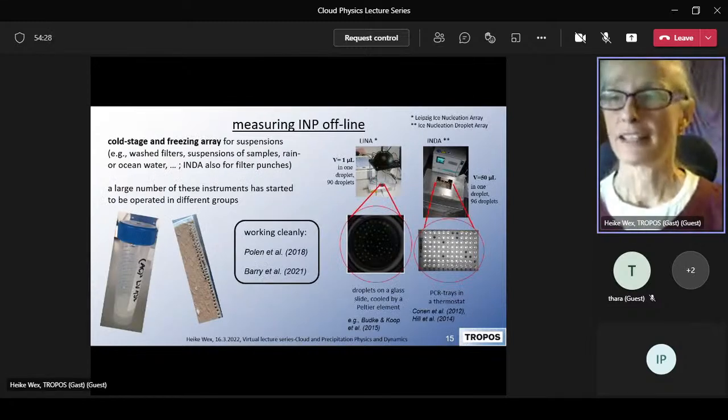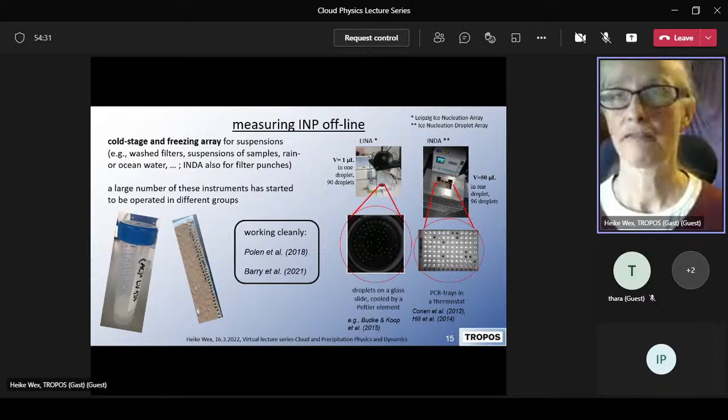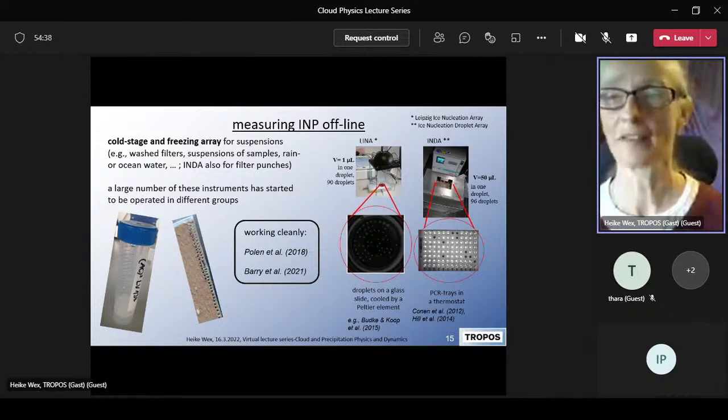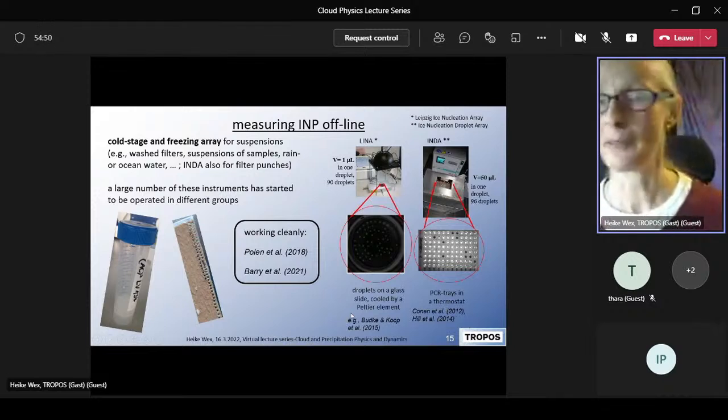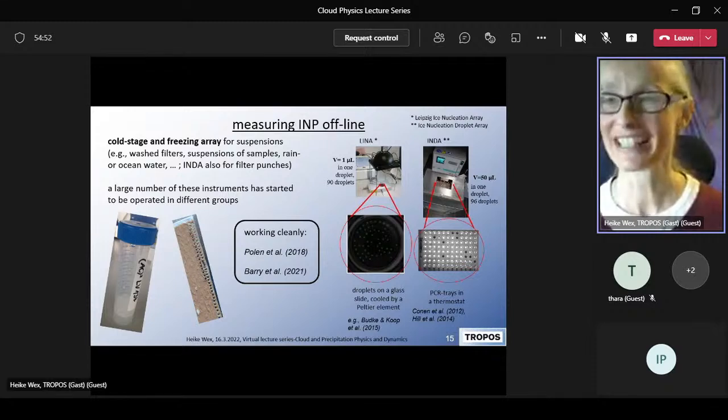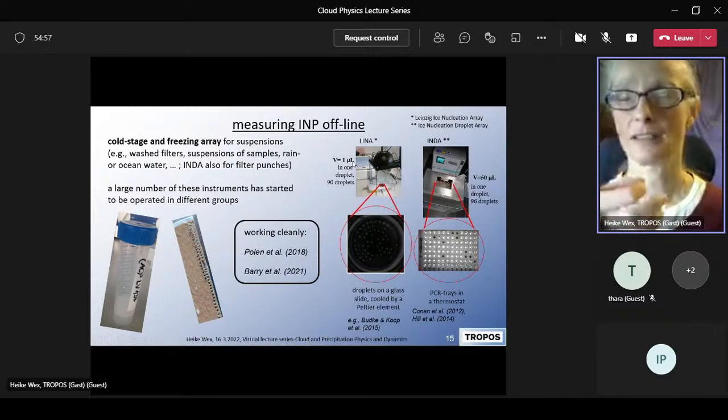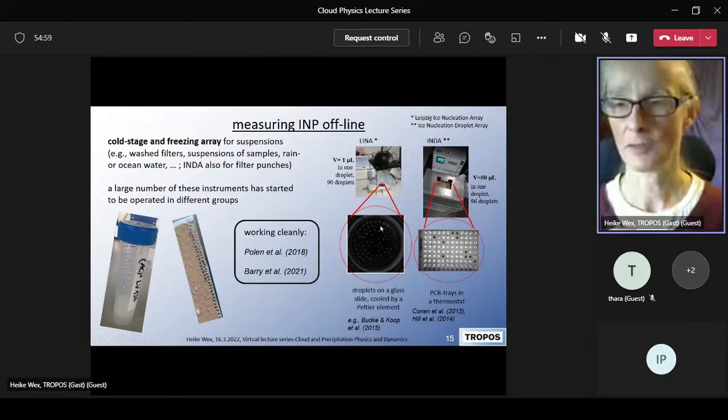Offline methods: it feels like 10 years ago no one had them, and now there are hundreds of groups who build some of their own offline techniques based on a few principles. So we built these two that you see here, also based on literature data that we found, and thanks to support from the colleagues who built the first versions. One puts 1 microliter droplets on a small glass plate, 90 of them. You see that from top here, and cool that by a Peltier element.